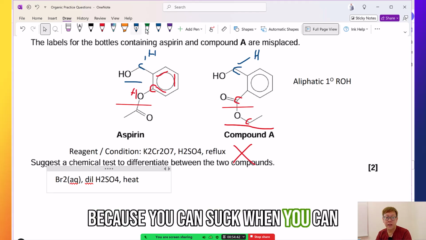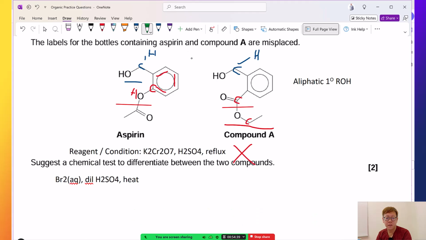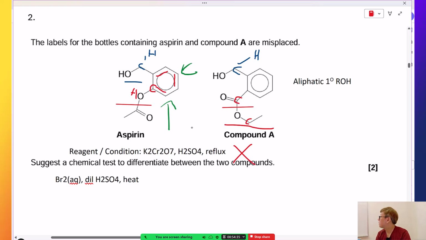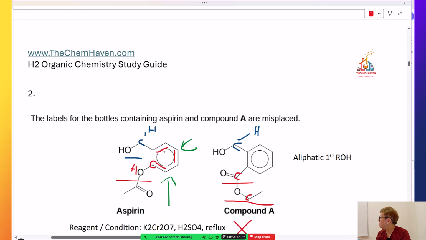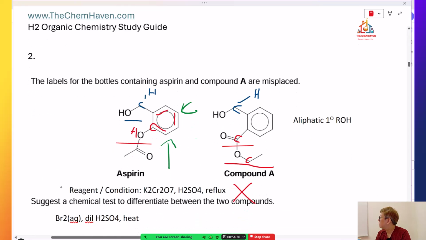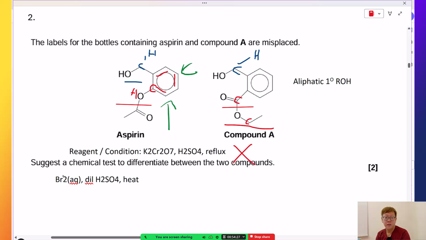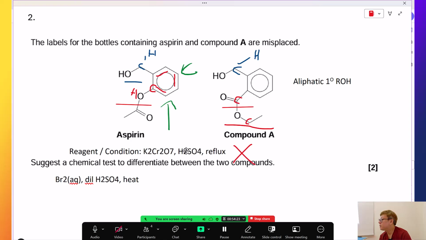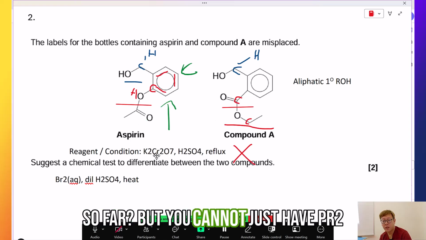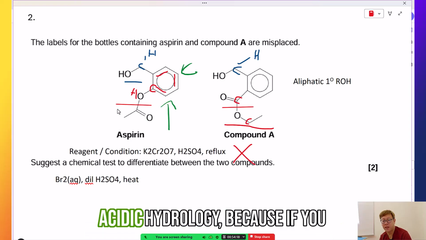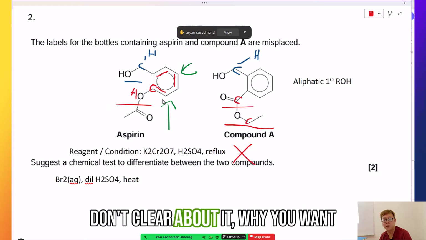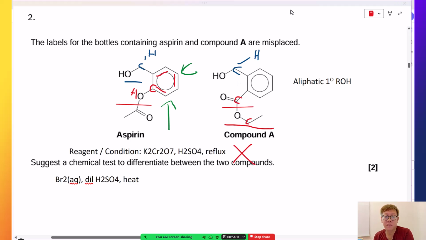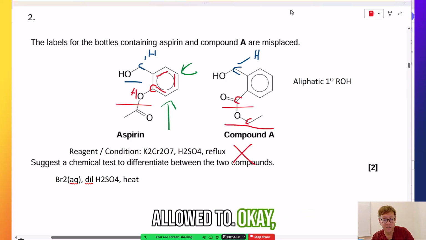Because you can substitute where? You can substitute here and you can substitute here. Follow? You can substitute at these two positions. Got it? Anyone not clear about the Br2 aqueous? Follow so far? But you cannot just have Br2 aqueous. You need to have acidic hydrolysis because if you don't cleave, oh wait, what you want to ask? Come ask, you can unmute yourself and talk. Wait, cannot hear you, louder.